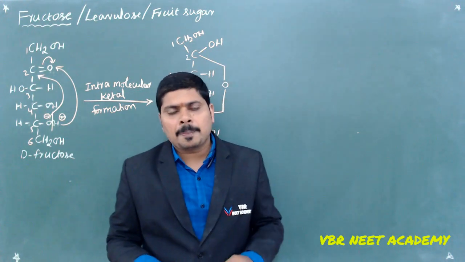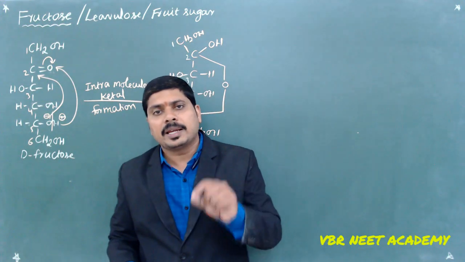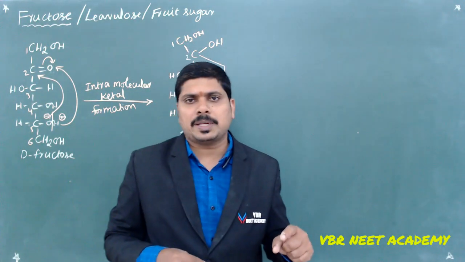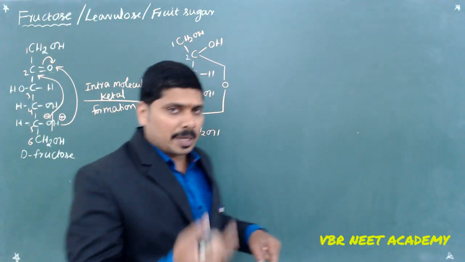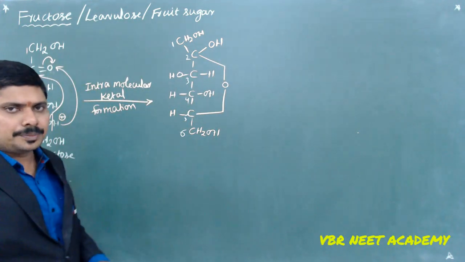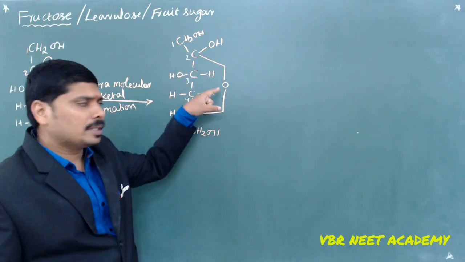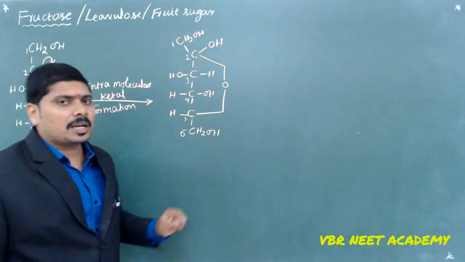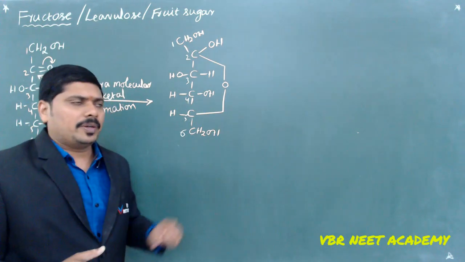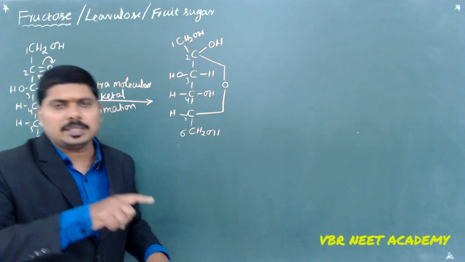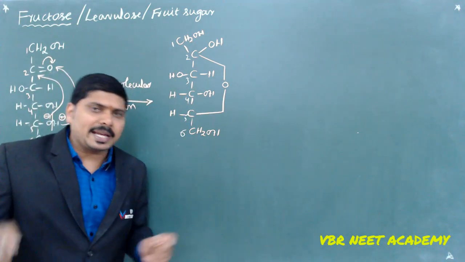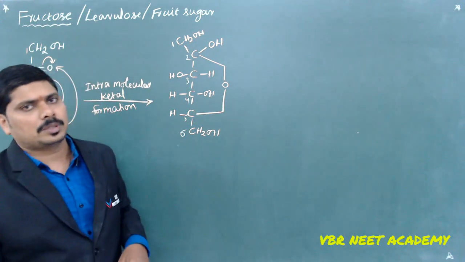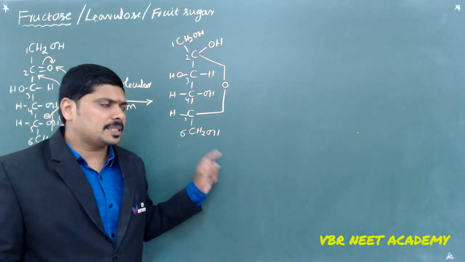If they are asking which carbons are present in the ring, then we can say 5 carbons, and that too carbons 1 to 5. The 6th carbon is out of the ring. Similarly, for fructose, which carbons are involved in the ring? Carbons 2, 3, 4, 5 are involved in ring formation. 1 and 6 are out of the ring. If here also they ask how many carbons are involved in the ring formation, then 6 is the answer. But if they ask about the number of carbons present in the ring of fructose, then it is going to be 4. Understand? This is the question they usually ask. Just remember that particular point.